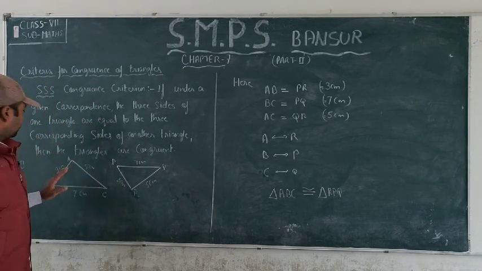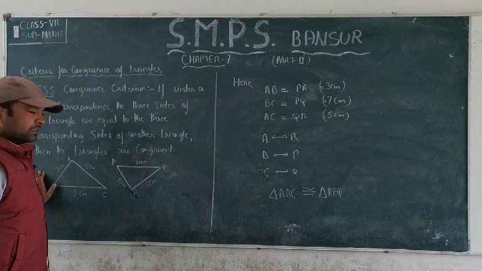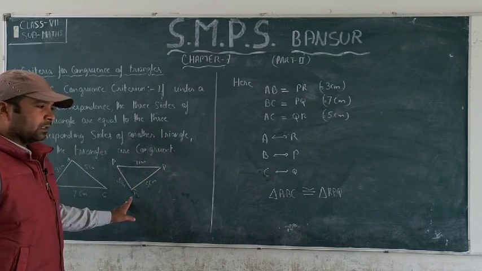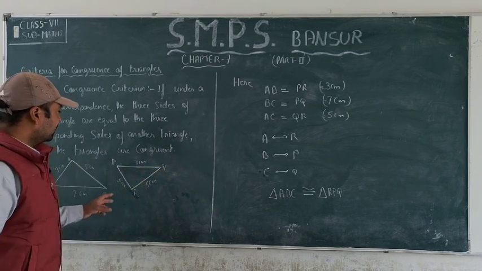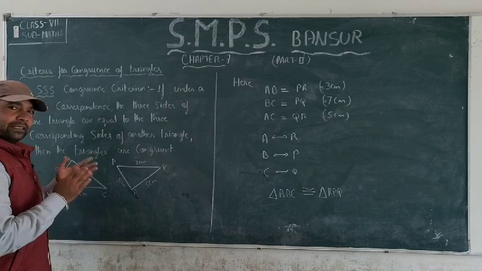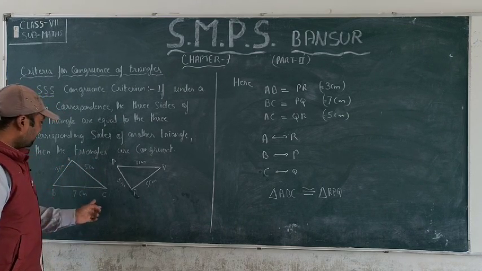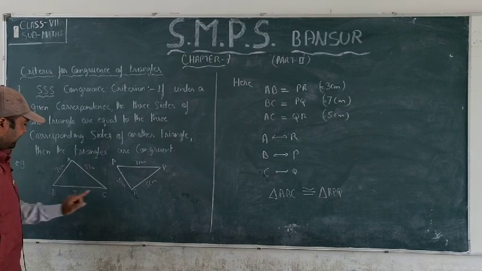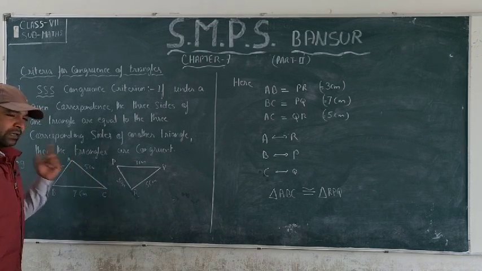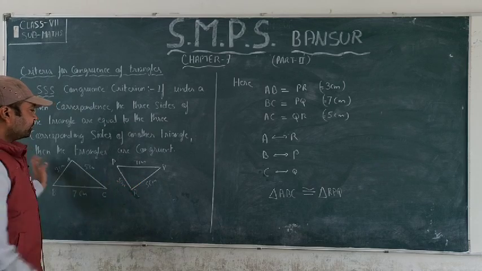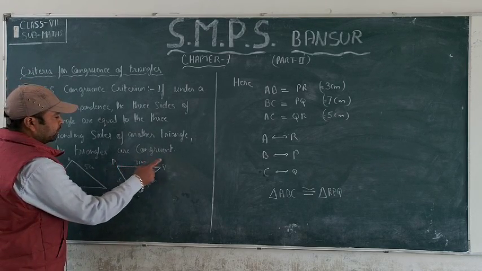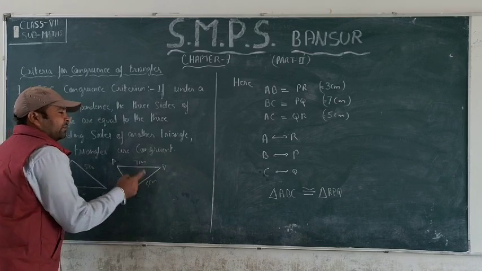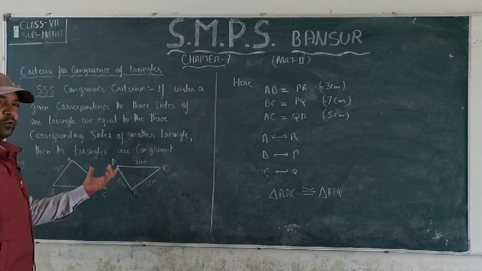Now here I explain this with one example: triangle ABC and triangle PQR. Their shape is a little bit different, but they are congruent triangles. Here you can see that AB is 3 centimeter, BC is 7 centimeter and AC is 5 centimeter. And in the second triangle, PQ is 7 centimeter, PR is 3 centimeter and RQ is 5 centimeter. Now we have to check which sides are equal.